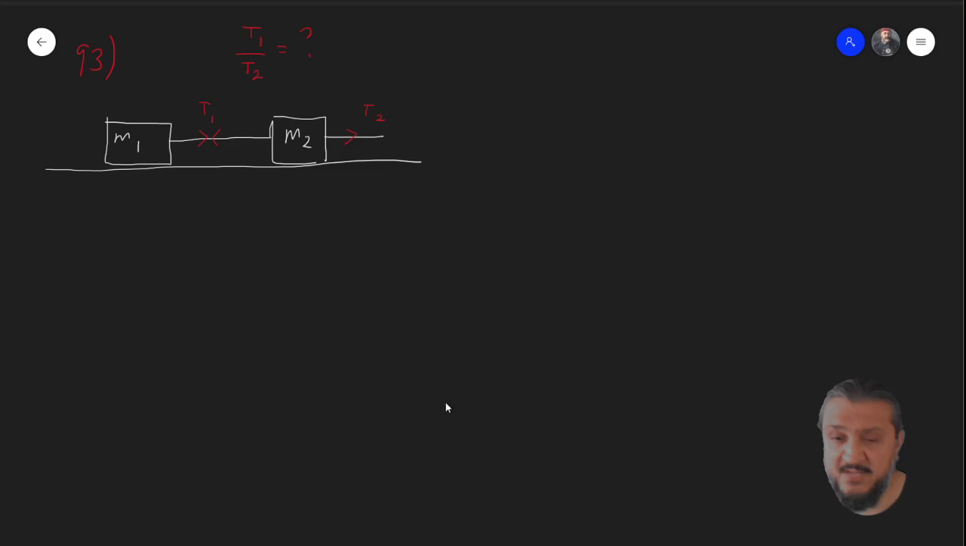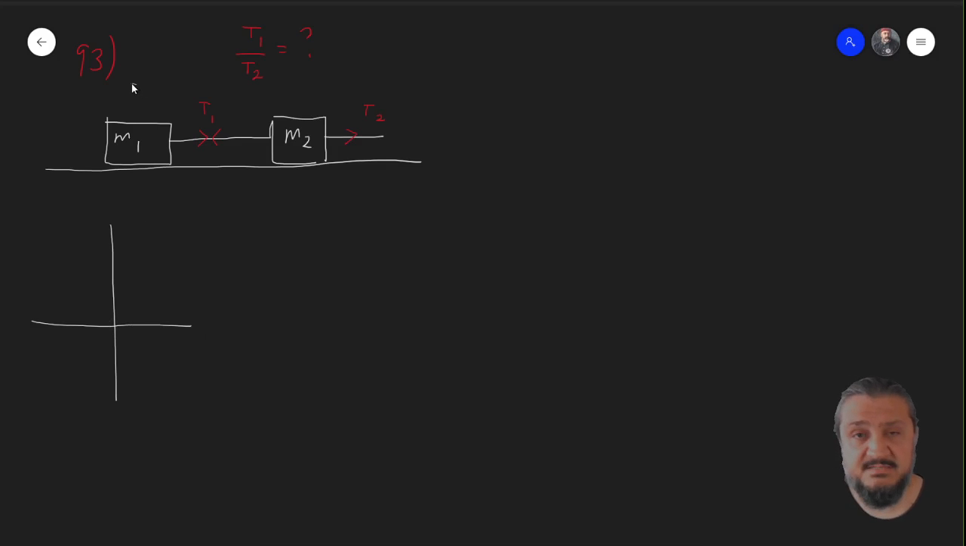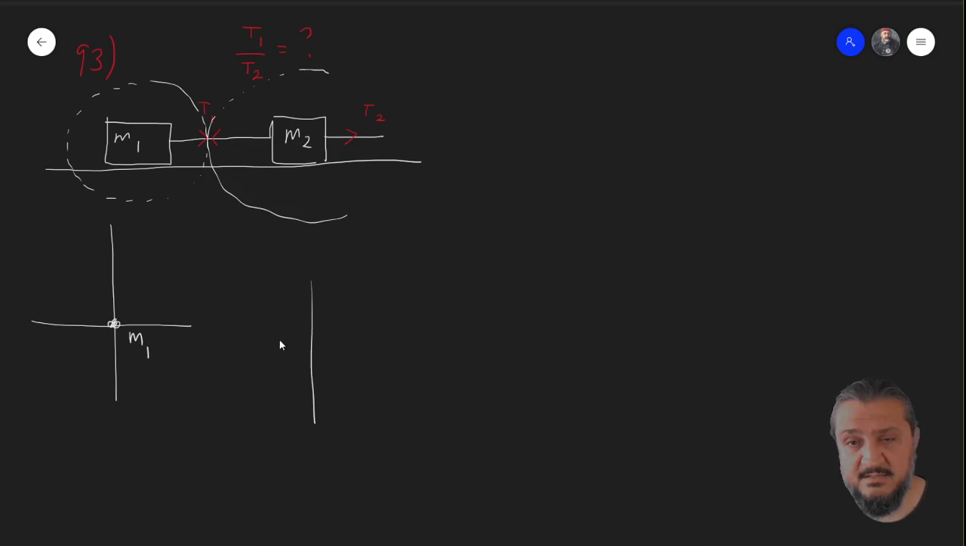Let's just write down the equations, or well, let me draw the free body diagram, because it's our rule. So we isolate the objects. Isolate M1. So this is M1 now. And then if you isolate this guy, that'll give you a second free body diagram.